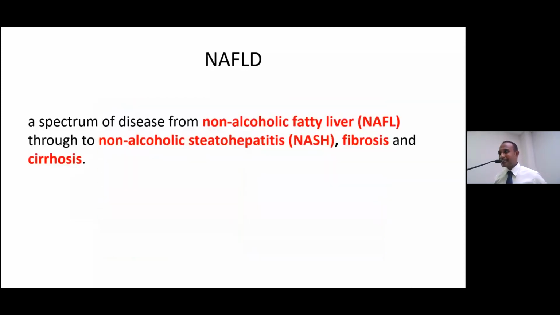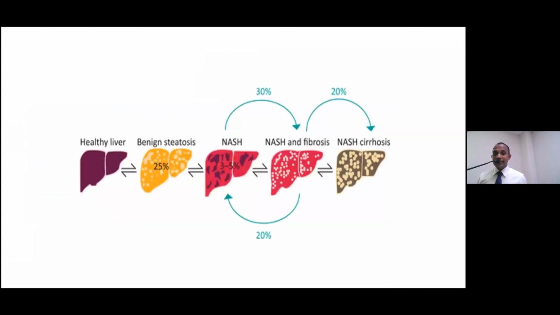So NAFLD is essentially a spectrum of disease where you start with non-alcoholic fatty liver and then through to the non-alcoholic steatohepatitis, fibrosis, which ends up in cirrhosis. So you have to bear in mind that this is a spectrum of disease which consists of all four entities. So this is actually a graphical illustration of what I have just said.